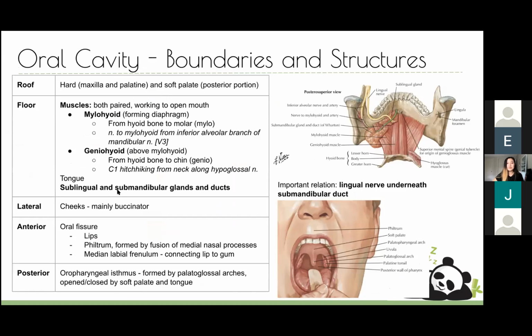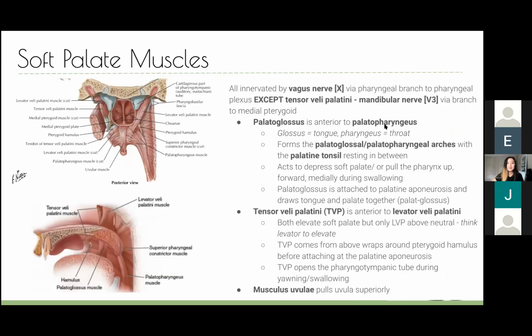Okay, so these are some structures, as I mentioned before: mylohyoid, the geniohyoid. The big thing to take from this is that your sublingual and submandibular ducts are there, so glands. Sublingual is here, submandibular is here, and your lingual nerve runs underneath your submandibular duct here. Important to remember that because of surgery and things.